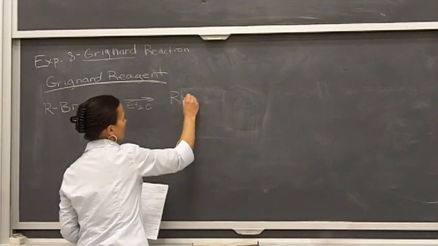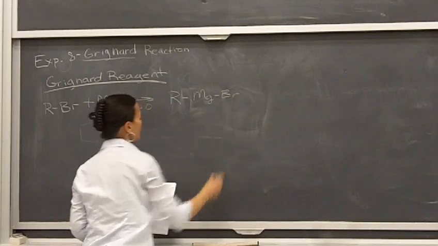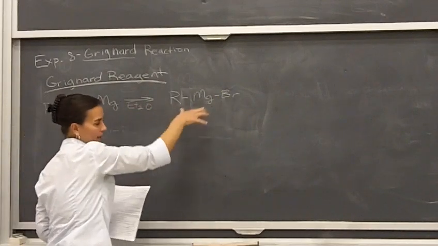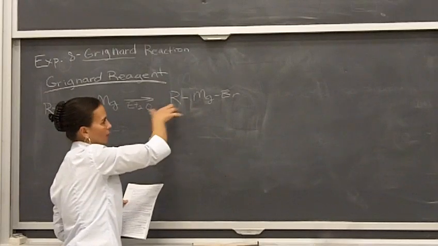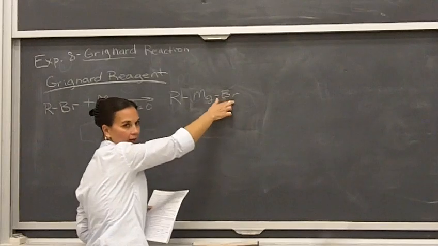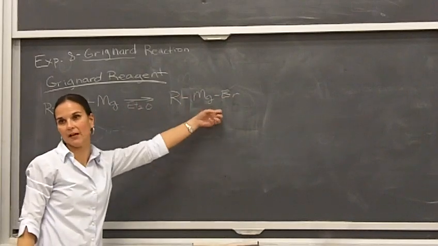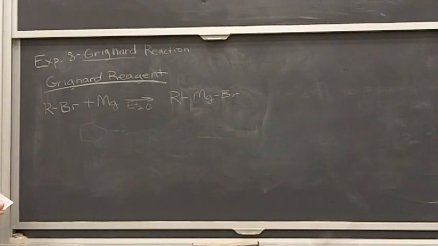We form this organomagnesium bromide in our case, or it could be in other types of Grignard reagents. It could be an organomagnesium halide if this halide is different, okay? In our case, everybody's is going to have some sort of bromide on there, all right?